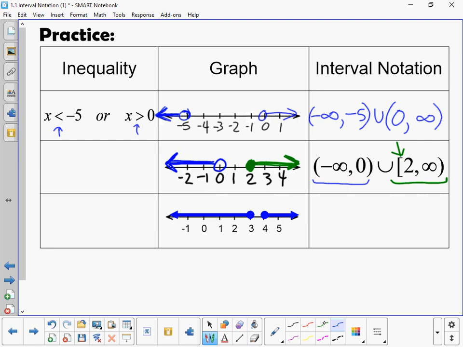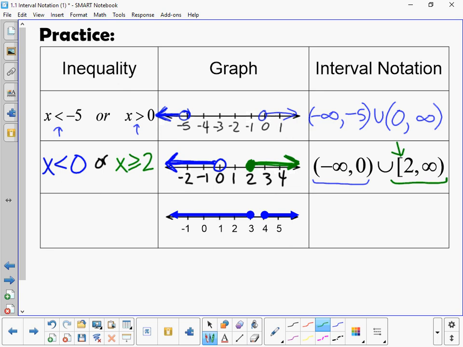Again, we can do the two parts. So this part of it is showing that x must be less than 0, not included. Or the other part is that x could also be greater than or equal to 2.